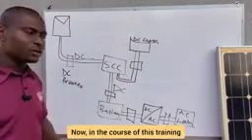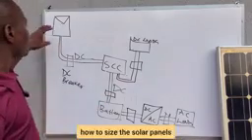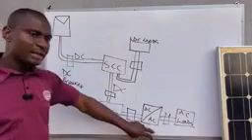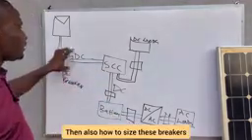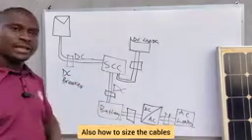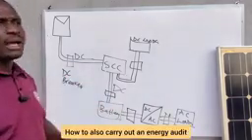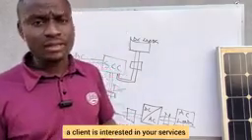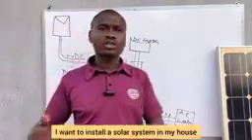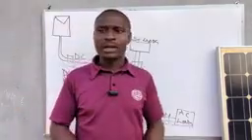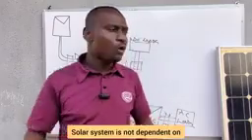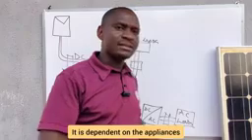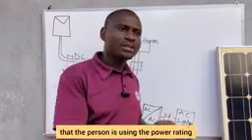In the course of this training, I'm going to show you how to size the solar panels, the charge controller, the battery, and the inverter, then also how to size the breakers and the cables, and how to carry out an energy audit. That is, if you have a client who is interested in your services and tells you, I want to install a solar system in my house. A solar system is not dependent on how many rooms the person has. It is dependent on the appliances that the person is using, the power rating of the appliances.